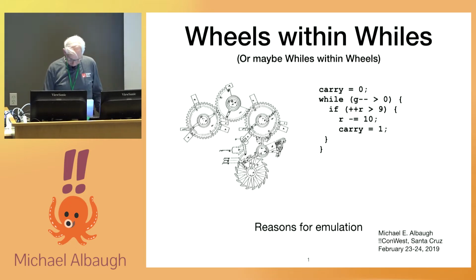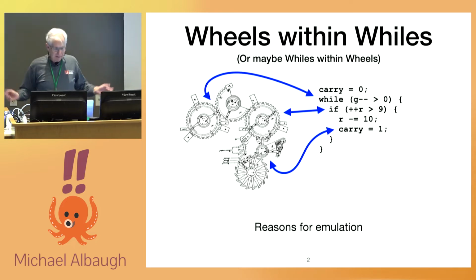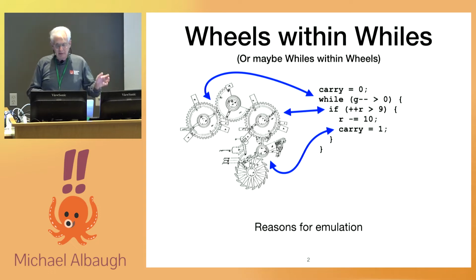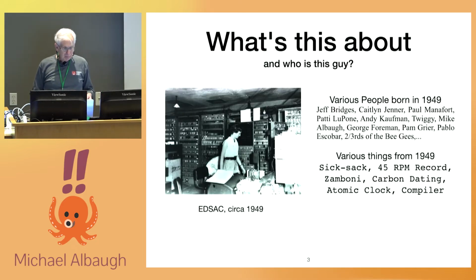What's that mean? A little bit of explication. That's a one-digit slice of Babbage's difference engine number 2 and the code that corresponds to it. So I'm Mike Albaugh, and I'm here to talk about emulation in the sense of a computer emulating some other, usually computer system. And I'm about the same age as the stored program electronic digital computer.